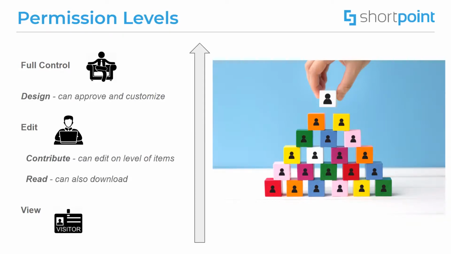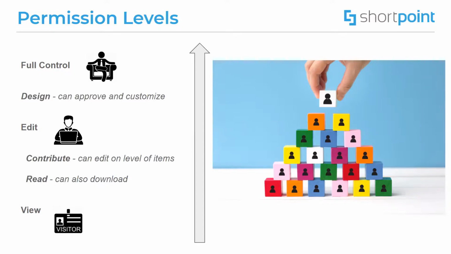We can see 3 additional levels have appeared. So the read level allows the user not only to view the information, but also to download it. The view user cannot download anything while the read user can. The contribute level allows users to edit items, but only on the level of items. For example, I can add an item to the list, but I cannot add a list to the site. Contributors operate on the level of individual items and have read and view rights just as the previous groups.